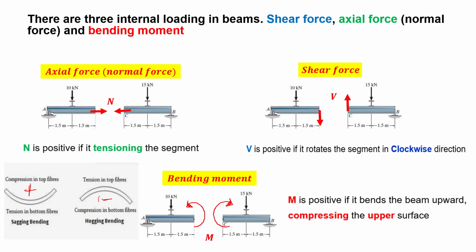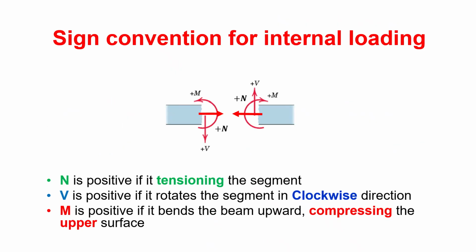Okay, so that's how the sign convention works. You need to put the directions in this way. Always we will consider the left hand side. So shear force going down and axial force coming out, and the moment is this direction. So all the time we are putting it in that direction.